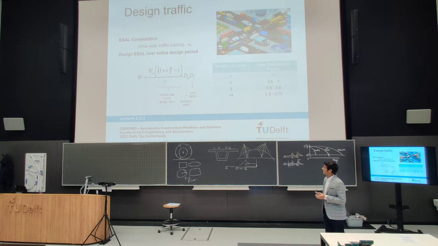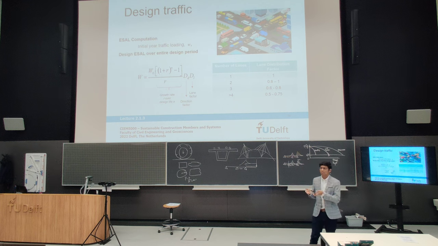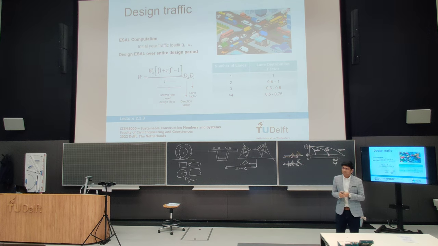For this, we have an equation. In this, W naught is the initial axle traffic loading, and W is the design traffic loading. For incorporating the growth rate and the number of years, we use the geometric progression, which is ((1 plus r) to the power n minus 1) by r. Then for the directional distribution factor, if the road is being used for two-way traffic, reduce the traffic by a factor of 2, and very similarly for the number of lanes as well.